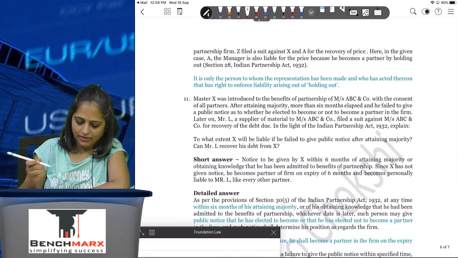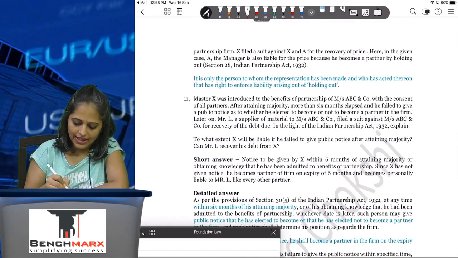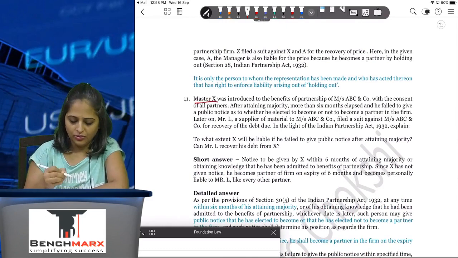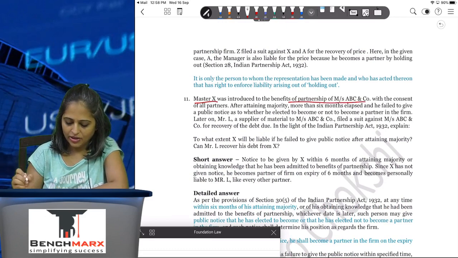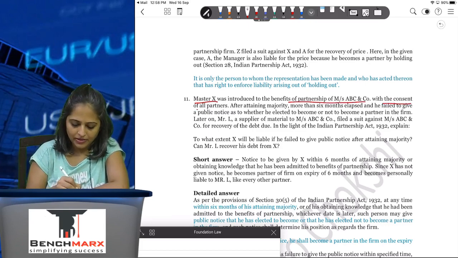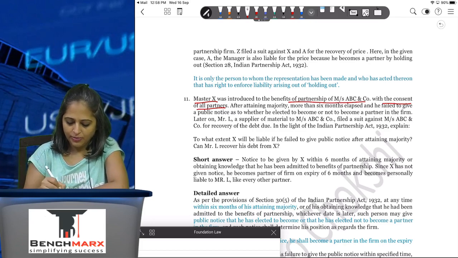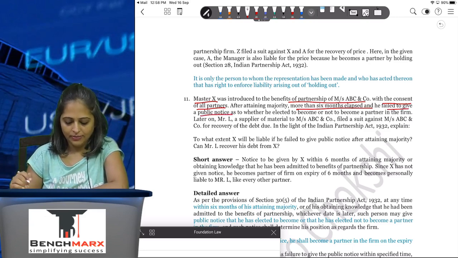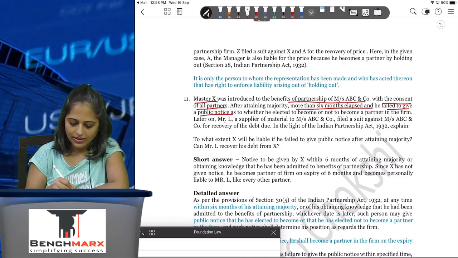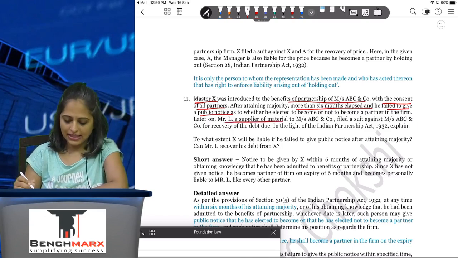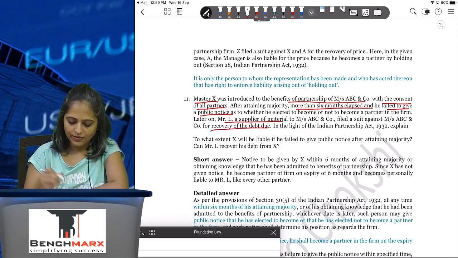There's a case study in question number 11. Master X, so it's a minor, was introduced to the benefits of partnership Messrs ABC and Company with the consent of all the partners. After attaining majority, more than 6 months elapsed and he failed to give a public notice as to whether he elected to become or not to become a partner in the firm. Later on, Mr. L, a supplier of material to Messrs ABC and Company, filed a suit against Messrs ABC and Company for recovery of the debt due.